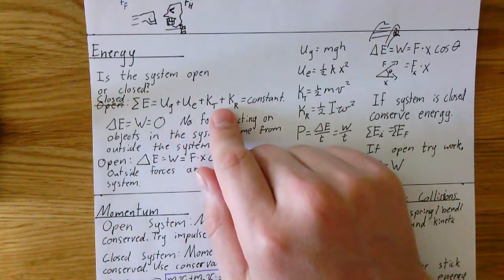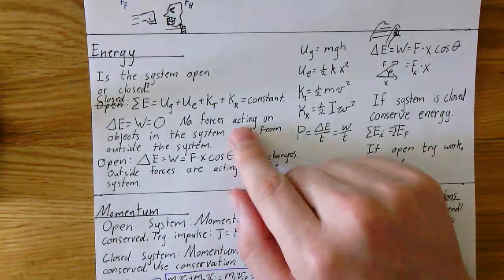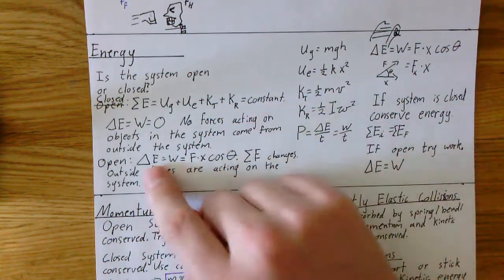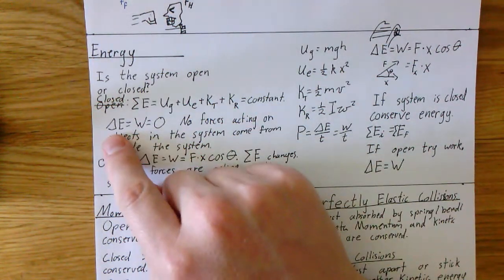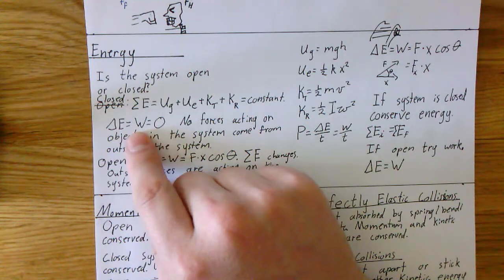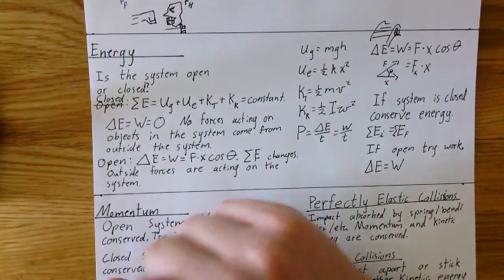There's only transferring, there's no gaining or losing. So the total amount has to be constant. So that means the change in energy is going to be 0. Change in energy is also called work. Okay.